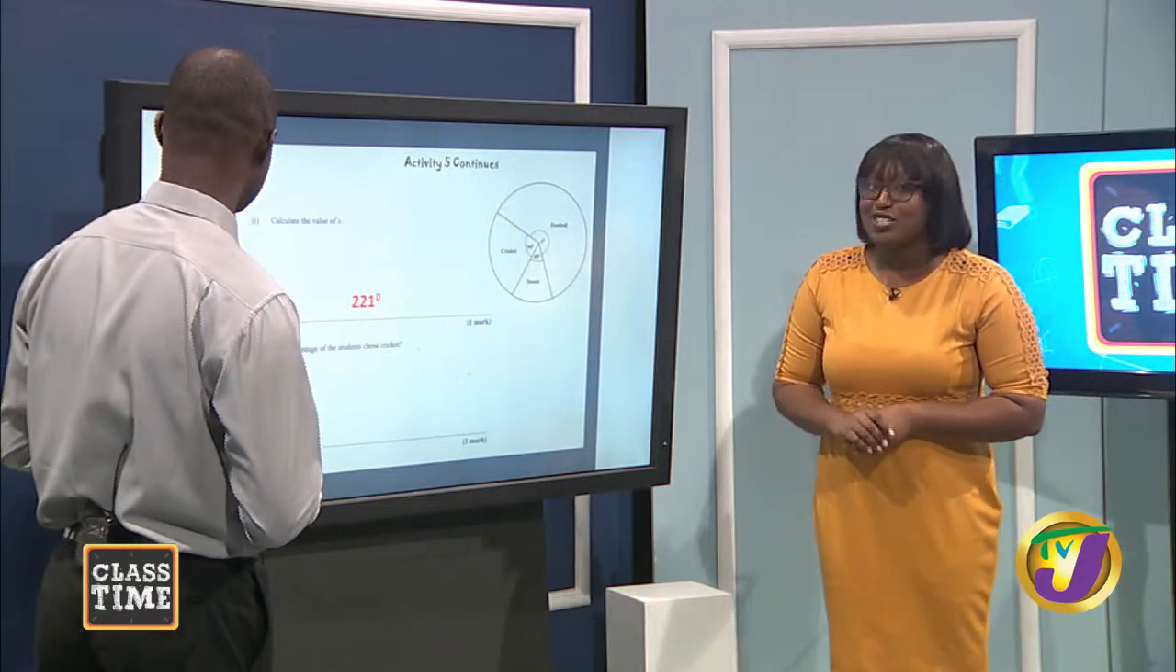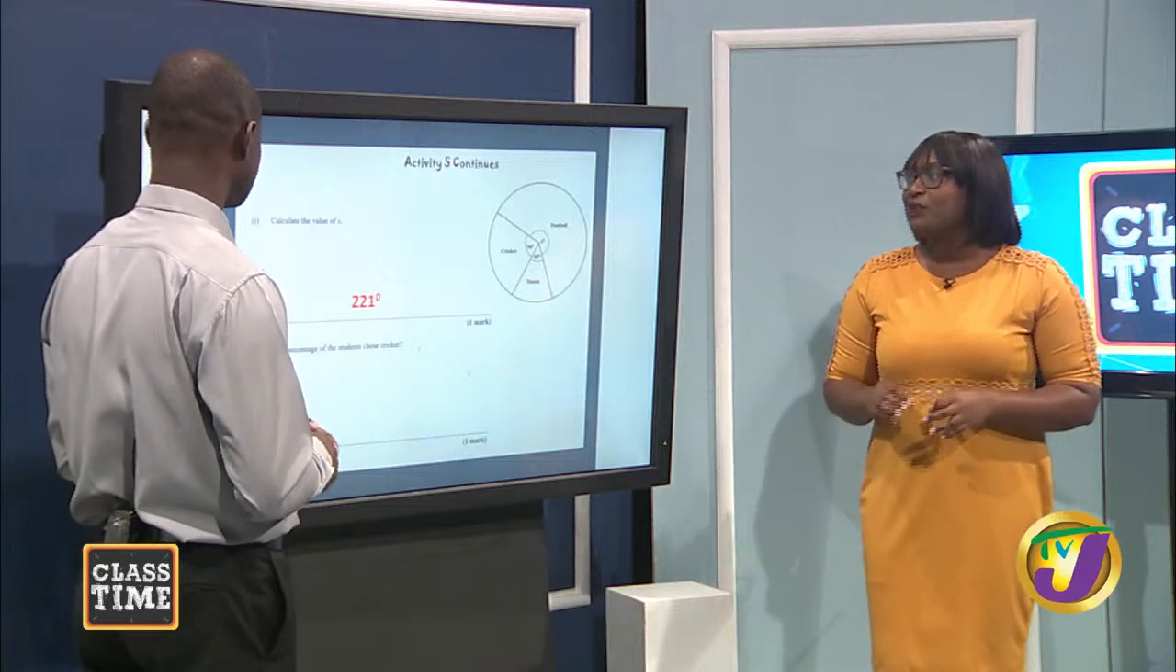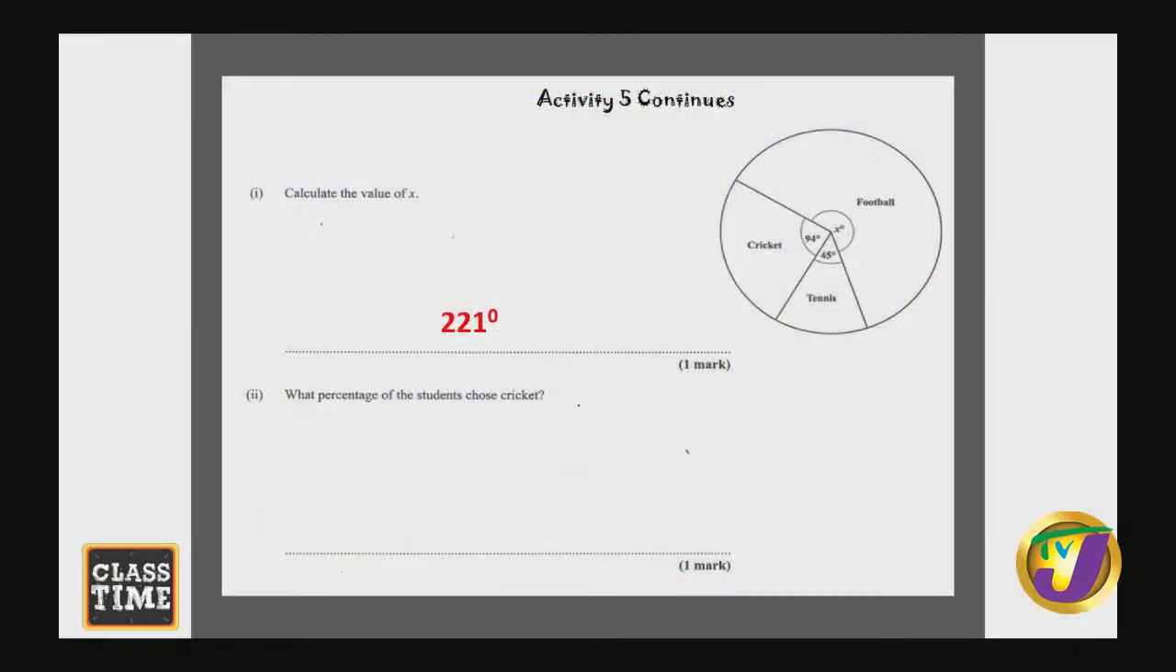Question 2 says to us, what percentage of students chose cricket? So now we're going into something else. We're looking at angular measure. Now we're looking at percentage. All right. And here again, it's beautiful because we know that percentage is out of what? 100. So we're looking at that whole again, right?